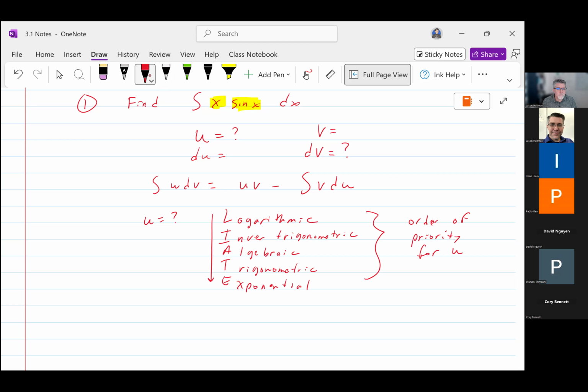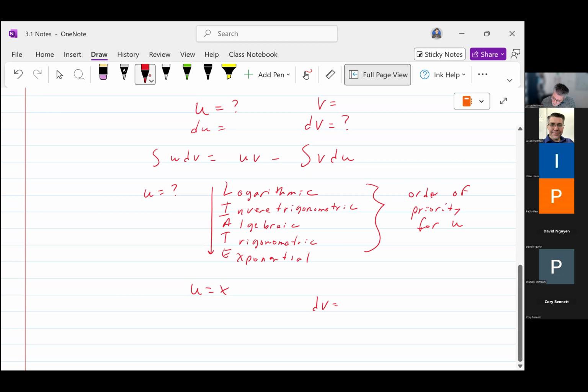So which one's going to come first here? Is it going to be algebraic for the x or trigonometric for the sine? Algebraic, yeah, algebraic for the x. Thank you, Brenda. I see that as well. So let's let u equal x, and let's let dv equal sine x dx.